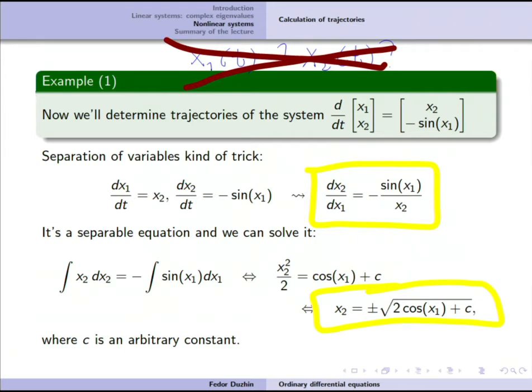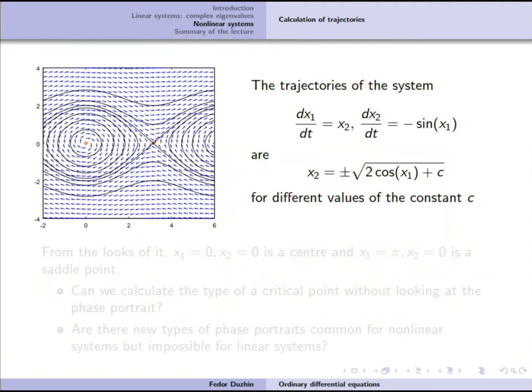But still it means that we can plot trajectories in, say, the Desmos calculator. For different values of c, you can just go there and do the plotting. And then you will see that these trajectories indeed look like this. We can just plot them on top of the vector field. And as we see, indeed, there exist cyclic motions around (0, 0), and there is a saddle-like behavior around (pi, 0).